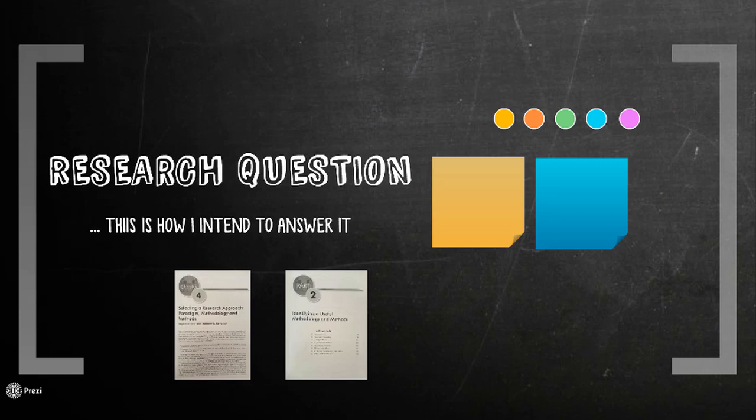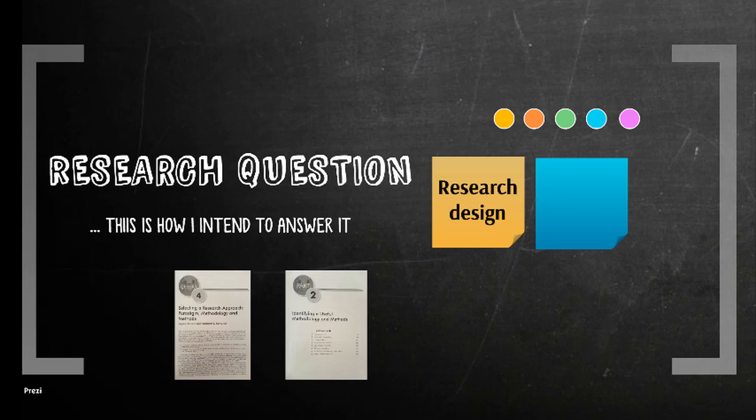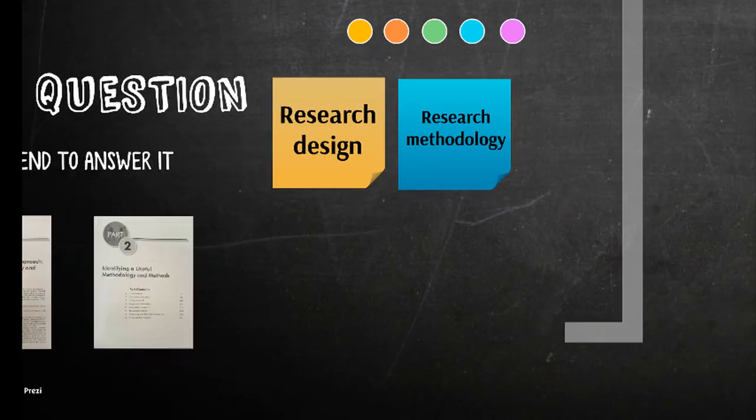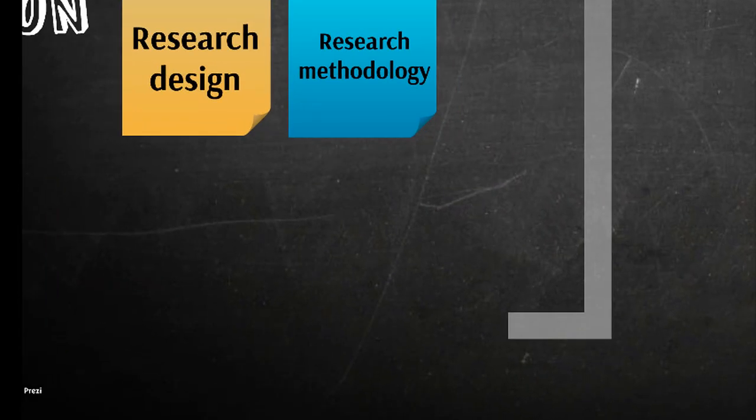Now, if you read Tutorial Letter 101, you're going to see that there's two main aspects that we want you to focus on in this assignment. The first one is the research design, and the second one is the research methodology. Now, the research methodology specifically has 7 subsections that we want you to focus on.